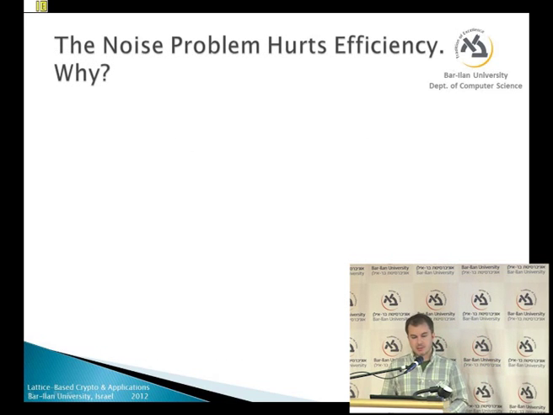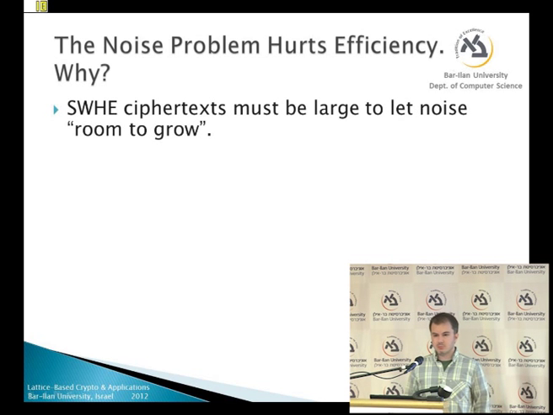So that's really a problem for efficiency. Why is that such a big problem? For correctness of decryption, the ciphertexts need to be big enough to let the noise grow inside them, so that they don't overflow and we have a decryption error.